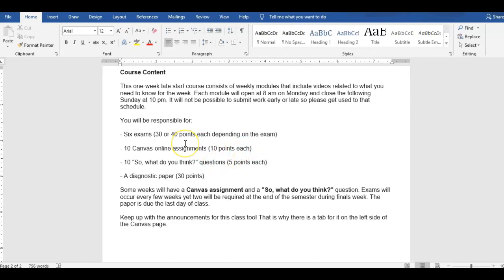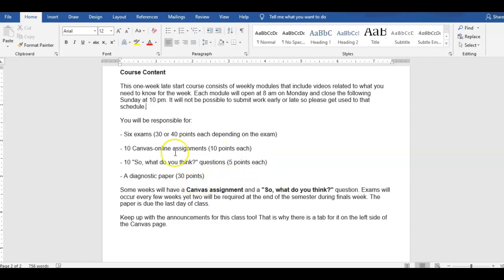During the semester, you will be responsible for 6 exams. The first 4 are 40 points each, and the last 2 are only 30 points. But they're all important. 10 Canvas assignments, where you will be writing paragraphs, 1 paragraph for each response, after you diagnose people. That's typically how they work. 10 So what do you think? quick response questions. That's why they're only 5 points each. A couple of sentences will do.